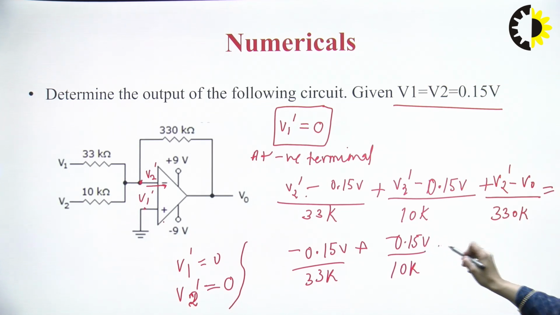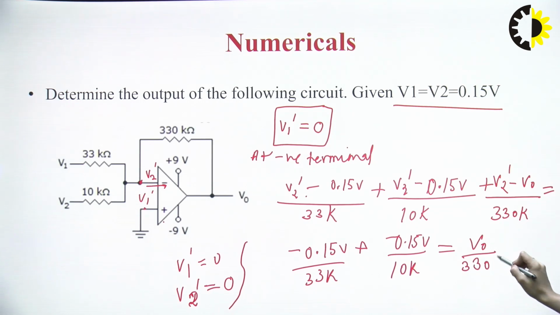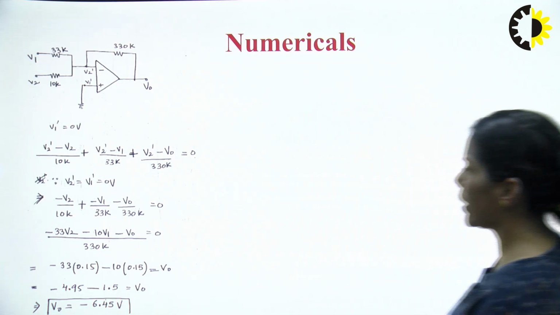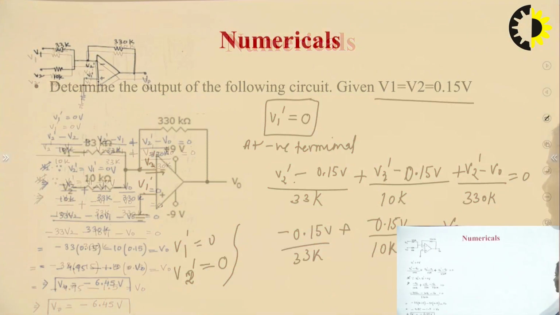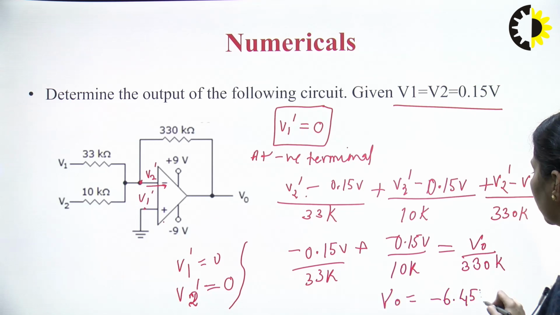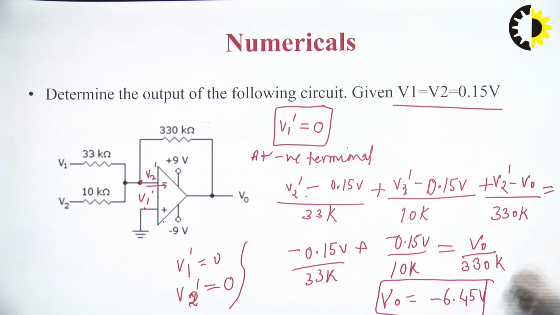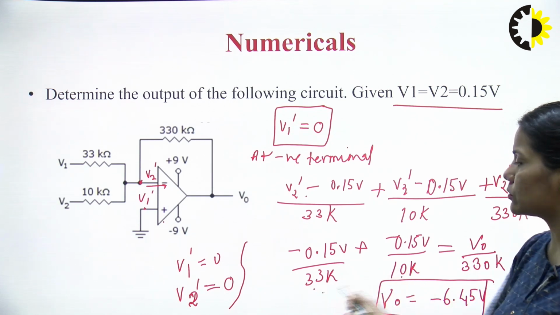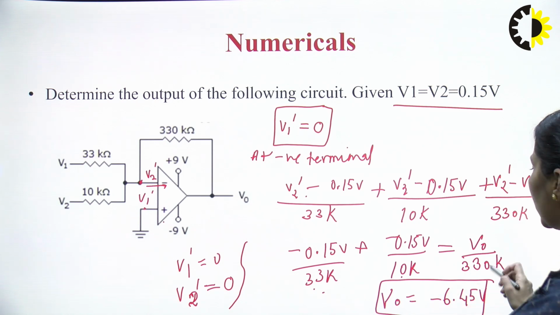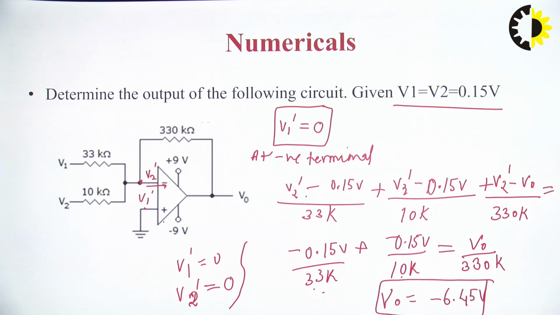So let's take this on another side. Solving this, you will get V0 equal to minus 6.45 volts. Yes, you have to solve this by taking the LCM of these two, 33K and 10K. So in this way you will get the answer V0 equal to minus 6.45.